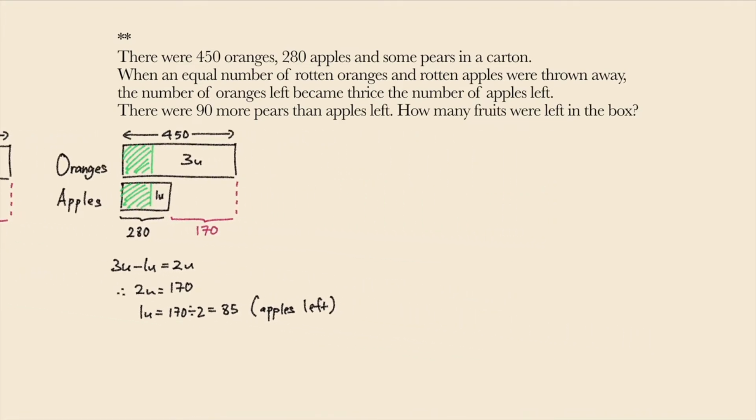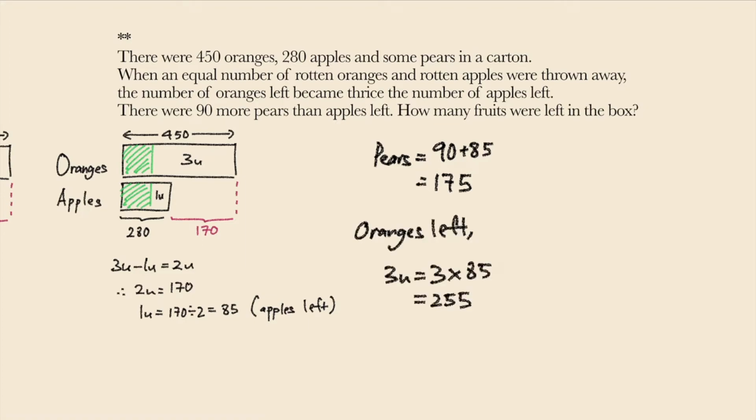Okay, with that information, there were 90 more pears than apples left. In other words, if we have 85 apples left, the number of pears is just 90 more than that. So we have found that unknown. Pears is 175. Next up, oranges left will therefore be 3 units, which is 3 times 85, 255.